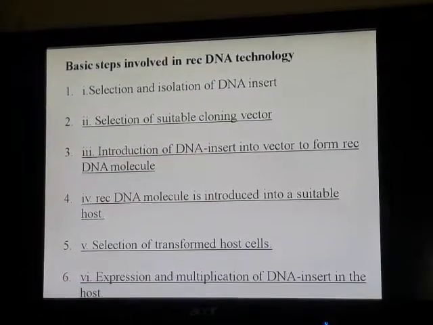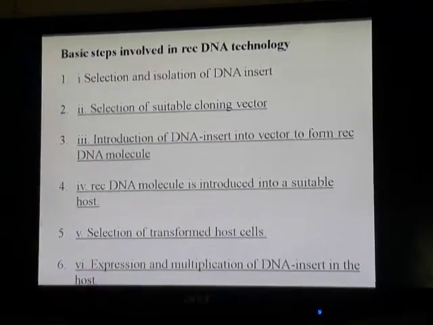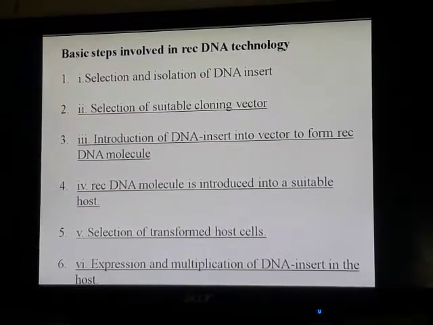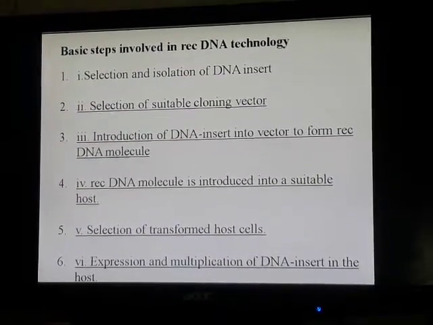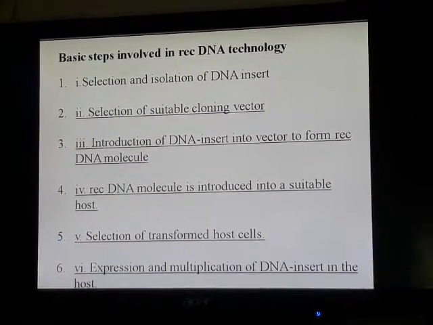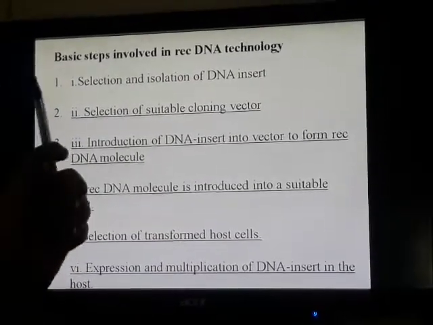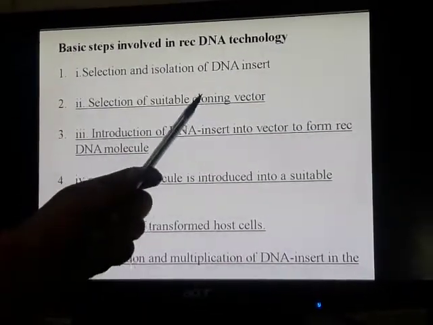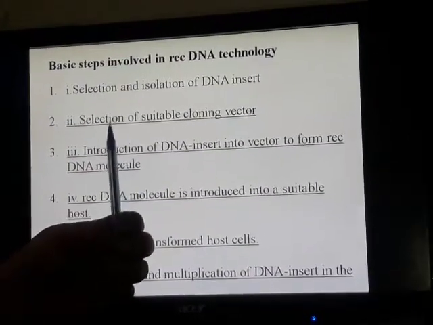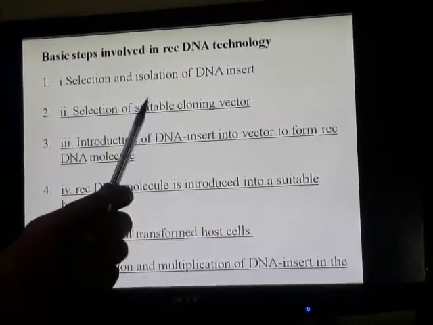You have studied how to isolate a gene of interest from a cell, and then how to identify the gene of your interest by agarose gel electrophoresis, and we have also seen what enzymes are required for cutting off the DNA of your interest, right? So selection and isolation of the DNA insert is over. Then we have studied the different types of cloning vectors, right? We have also seen what linkers, adapters, homopolymer tailing, and so on are.